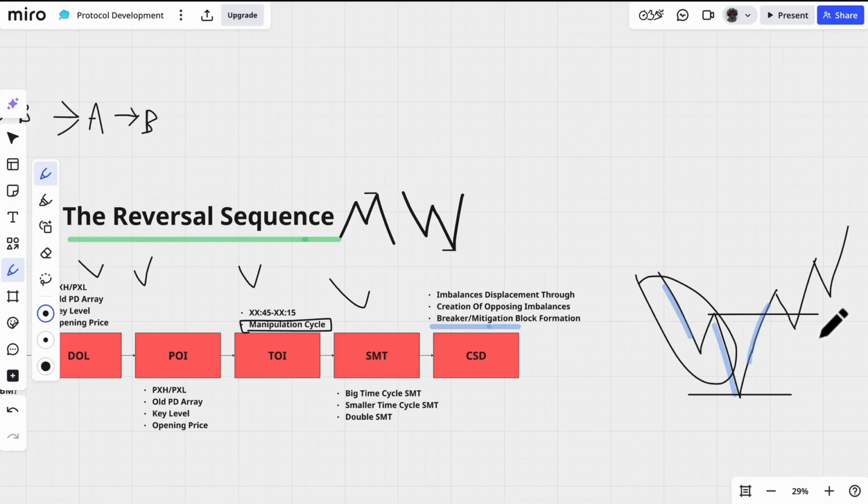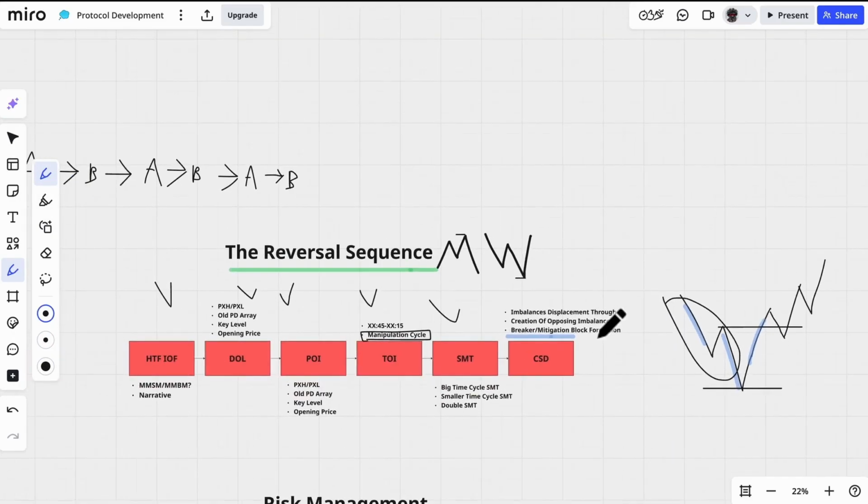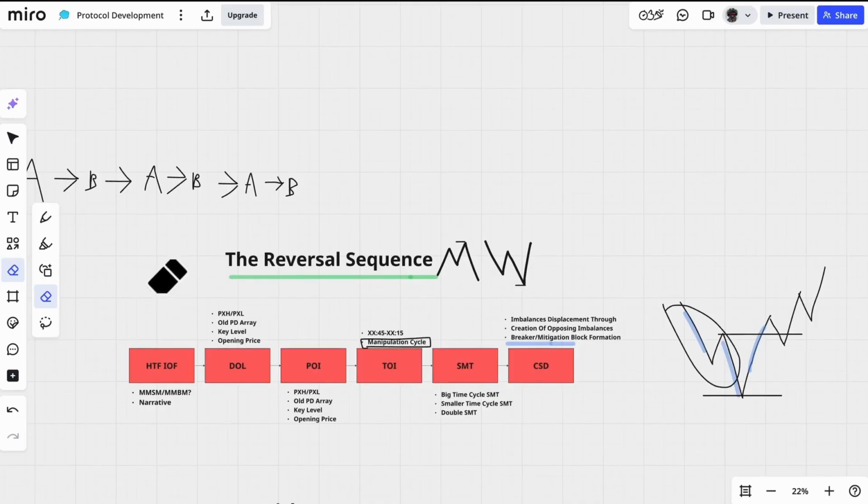Now, what's important to note is that in front of you, I've drawn up the reversal sequence with an example. And do you see how every single step is leading to the next step? That right there is the most important takeaway which I want you to have from this schematic right here, because this is literally the foundation of the protocol I suggest you begin working with.